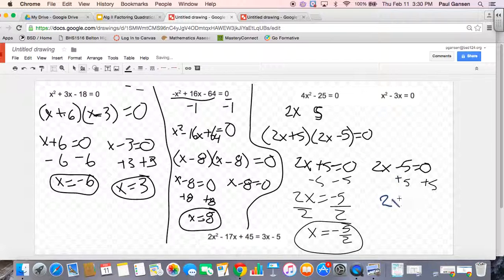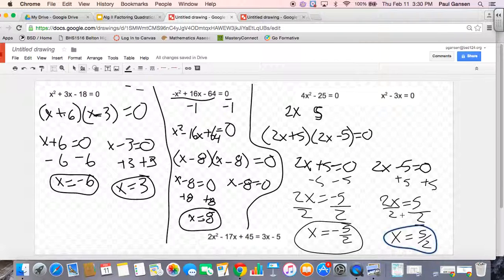Our other answer: add 5 to both sides, and we get 2x equals 5. Divide both sides by 2, and x is equal to 5 over 2. There are our two solutions for that equation.